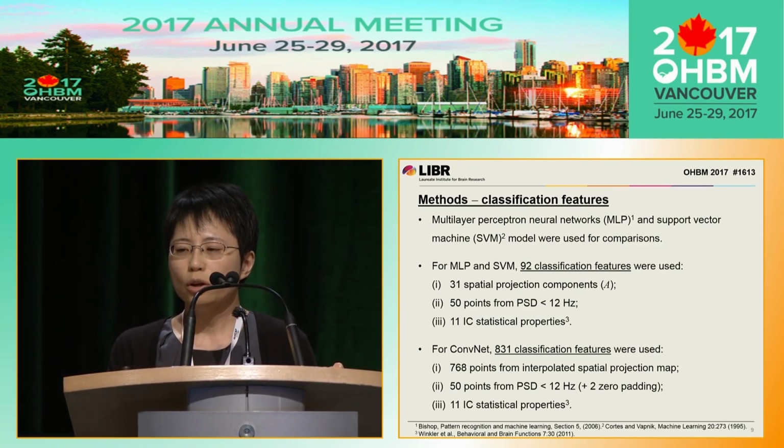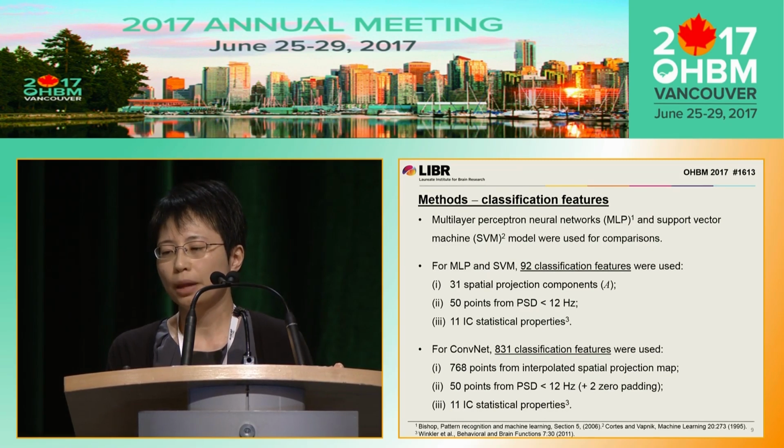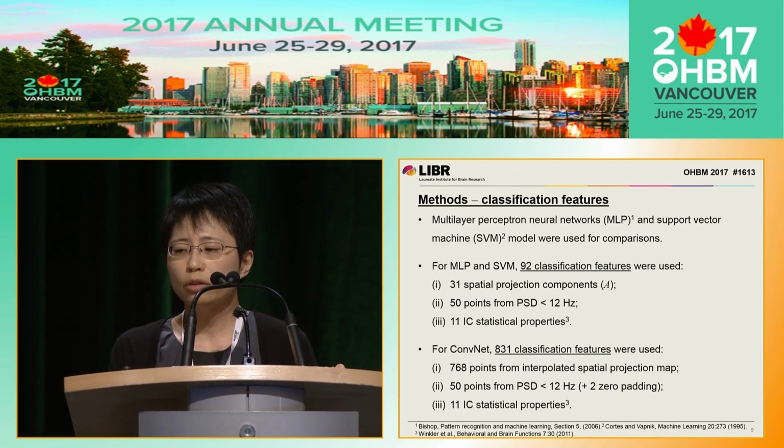They are the 31 spatial projection components, 50 data points from the power spectrum below 12 Hz, and the 11 IC statistical properties. For the ConvNet, 831 classification features were used. The difference is that instead of using the 31 spatial projection components, we used 768 points from the interpolated spatial projection map.